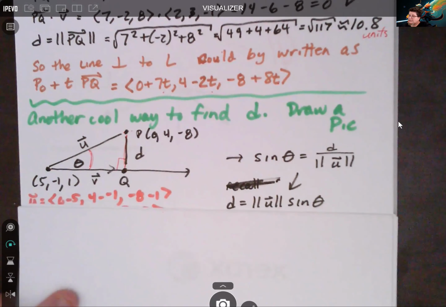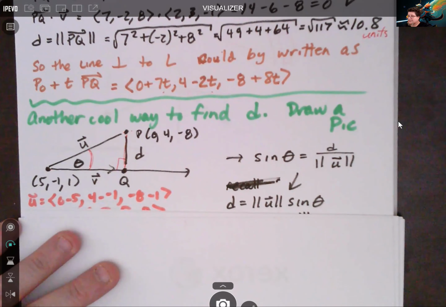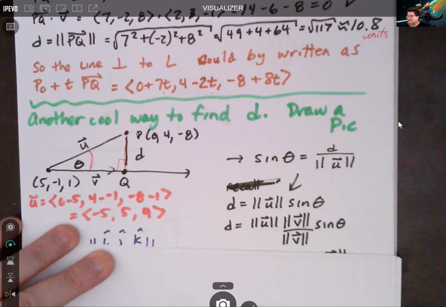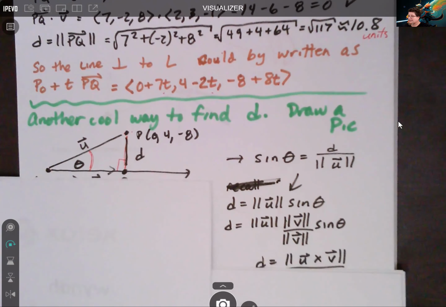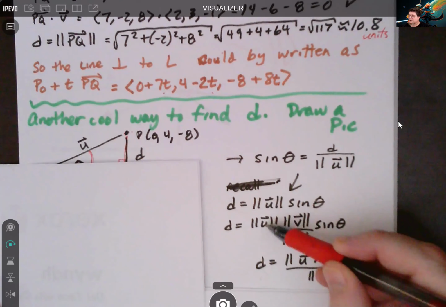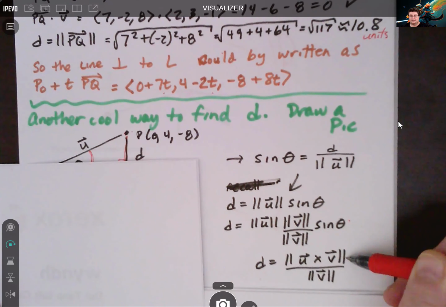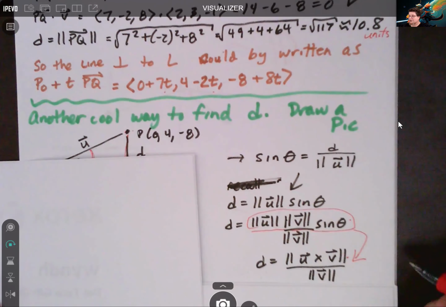So what can we do with that? We solve for D. D is the magnitude of U times sine theta. I'm going to throw in, this is just to do some fun stuff, check this out. I'm going to multiply that by magnitude of V over magnitude of V. It doesn't change the value. But hopefully you guys see where this is going. Remember, magnitude of U times magnitude of V times sine theta is the magnitude of the cross product. So I've taken this top part and written it as the cross product over the magnitude of V.